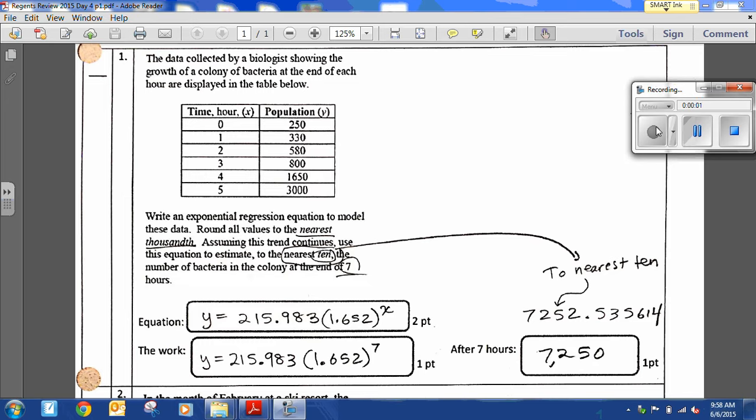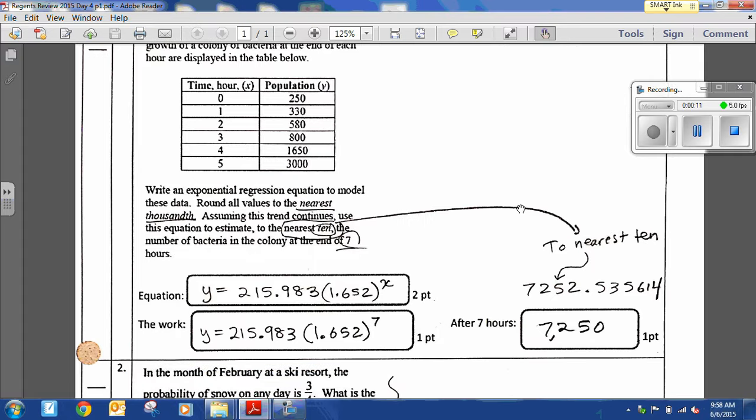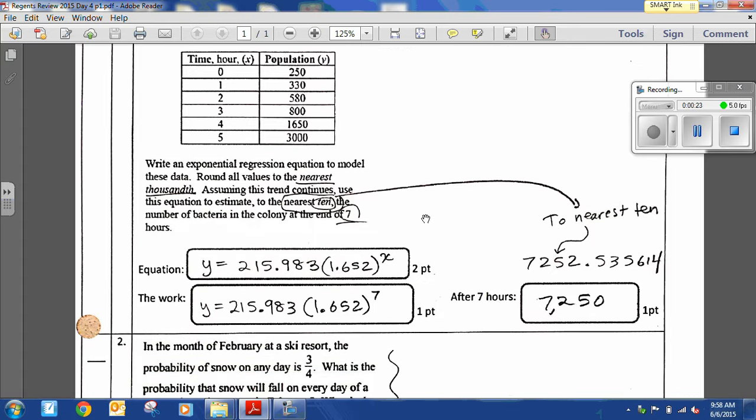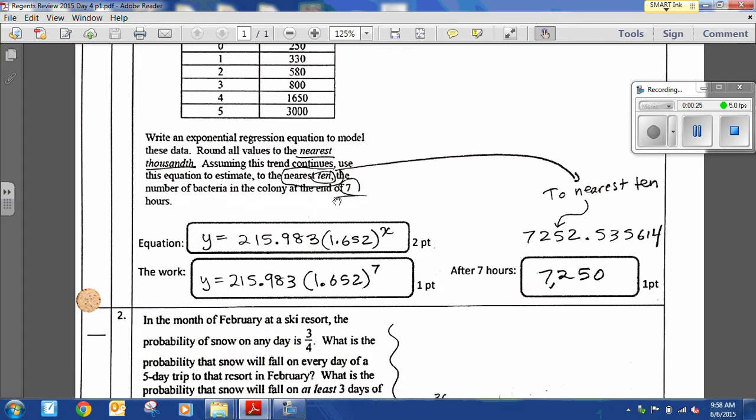Okay, here's number one from the exit slip. That will be basically the same format as Monday's final exam. So here's exponential regression data. You have time, 0 through 5. You have population, 250 through 3,000. Write an exponential regression equation to model these data, rounding all values to the nearest thousandth.